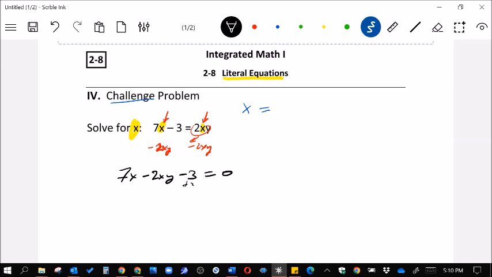I don't need that minus 3 there, so let's add it to both sides. 7x minus 2xy equals 3. Now, all I've done is just move things around. Nothing more than that. I did the subtraction property of equality to bring 2xy to the other side as subtracting. And I did the addition property of equality to add 3 to both sides.